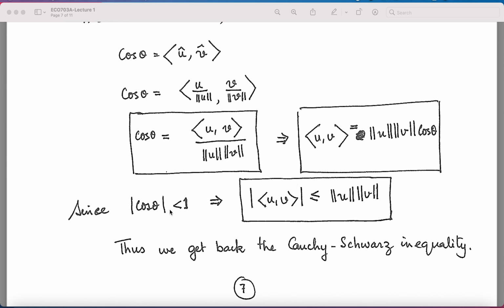So, it is mod of cos theta is less than or equal to 1, and that would be true because if you take the mod, it is the mod of the inner product, which is mod of norm u into norm v into mod of cos theta. The absolute value of cos theta, but norm u into norm v is anyway a non-negative number, so the mod is just forgotten. So, mod of cos theta is anyway less than or equal to 1. So, this is what we get: the absolute value of the inner product is less than or equal to norm u into norm v. So, this is the Cauchy-Schwarz inequality.